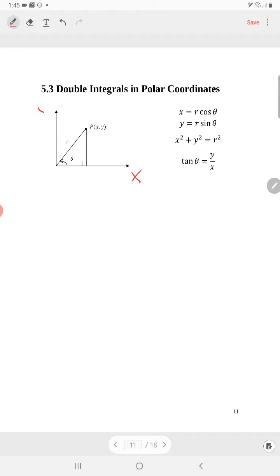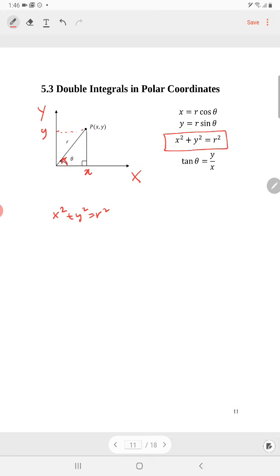So let's say you have a point P and the coordinate is x, y, meaning that here we have x and here we have y. Okay, so using Pythagoras theorem, we get x squared plus y squared is r squared. So that's the relationship between x, y with r. And then theta here is measured, the angle is measured from the positive x-axis, from the positive x-axis in an anti-clockwise direction.